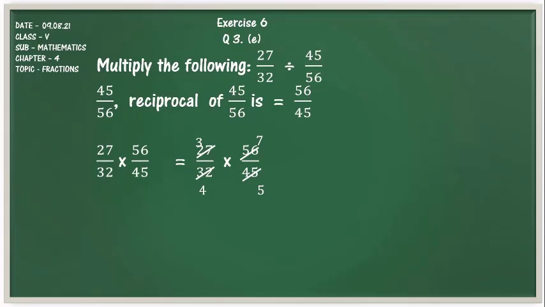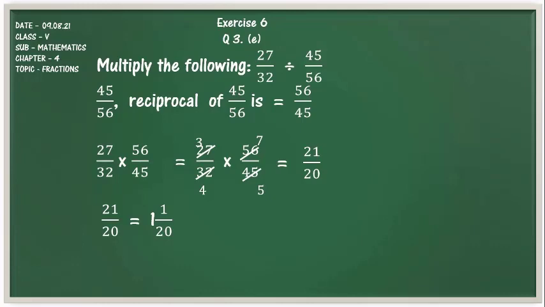Now 3 and 7 are left as the numerators and 4 and 5 are left as the denominators. So multiplying 3 and 7 together gave us 21, and multiplying 4 and 5 together gave us 20. So the fraction which we got is 21 by 20. 21 by 20 will be our answer. But if we want, we can convert this fraction into mixed form also. After converting it into mixed form, we can write this as 1 whole 1 by 20.